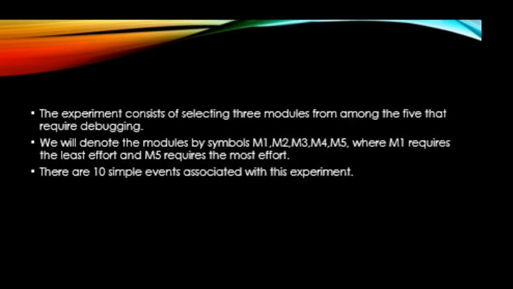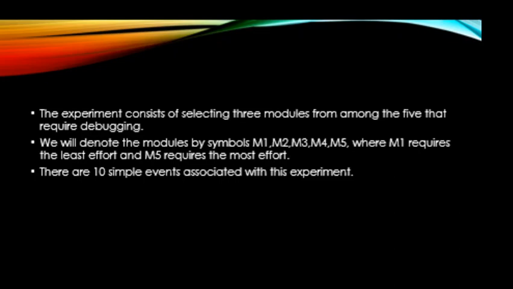Okay, so since this experiment has 5 modules, we can define these modules by using the symbols M1, M2, M3, M4, and M5. We also know that the effort required to debug them varies. So let's say M1 is the module with the least effort required, M2 is more than that, and then the maximum is M5. So they are in order.